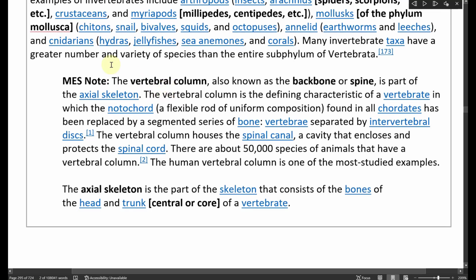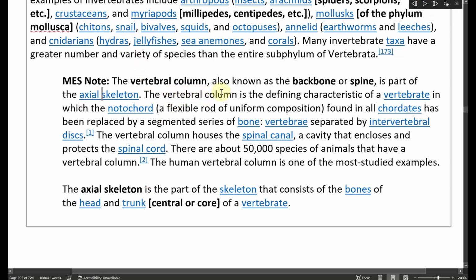So note, the vertebral column, also known as the backbone or spine, is part of the axial skeleton, that's along the axis.